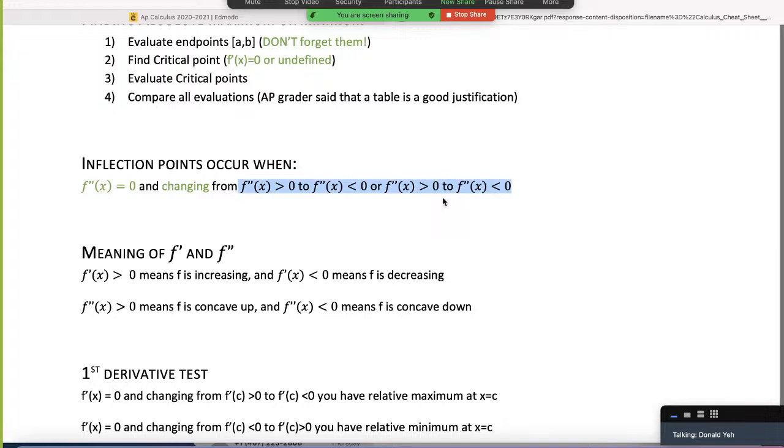Now, possibly, you can have the second derivative equal to 0 and it is not an inflection point. That means when you do a number line, it did not have a changing sign. That's why I say always do a number line. So negative to negative, or positive to positive, is not an inflection point. It's a candidate for an inflection point, but it's not an inflection point.